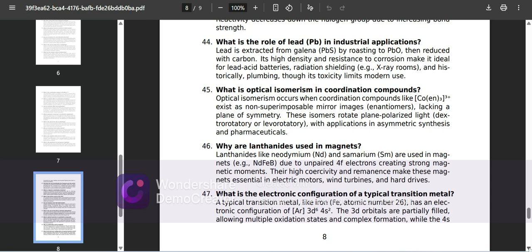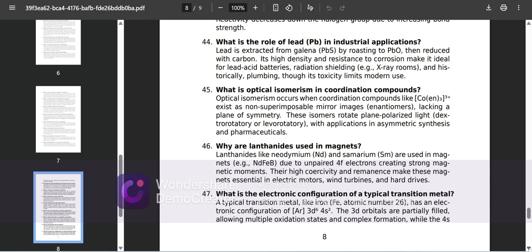What is the role of lead in industrial applications? Lead is extracted from galena, PbS, by roasting to PbO, then reduced with carbon. Its high density and resistance to corrosion make it ideal for lead-acid batteries and radiation shielding, for example in X-ray rooms. It was also used historically in plumbing, but its toxicity limits modern use.